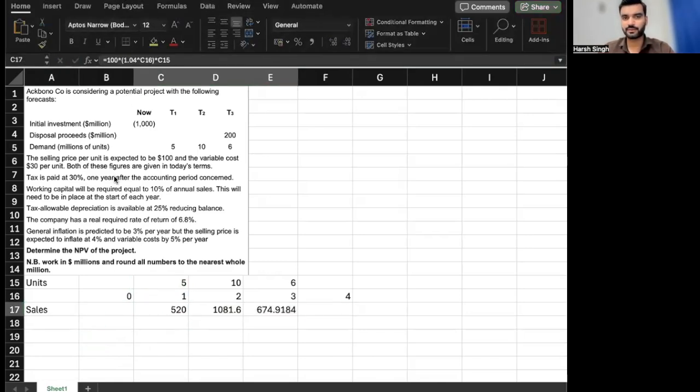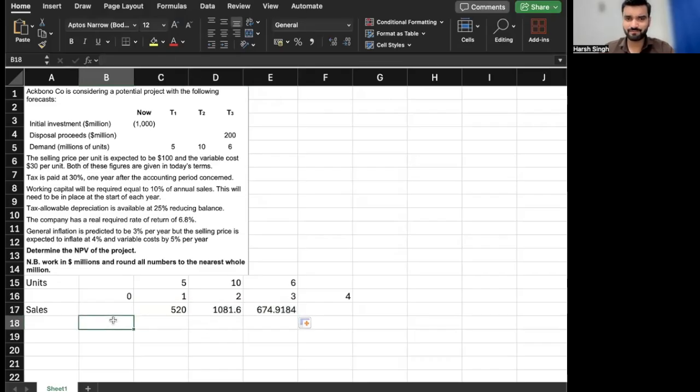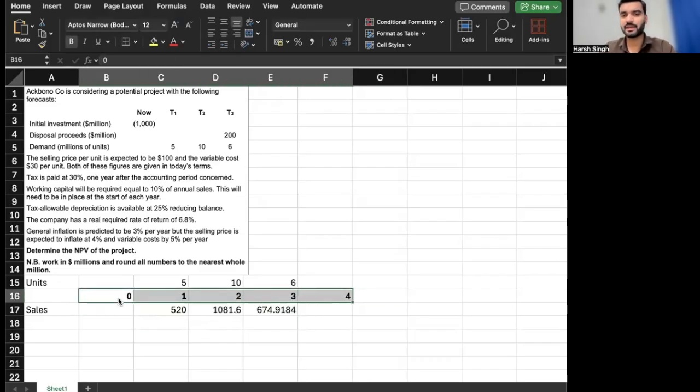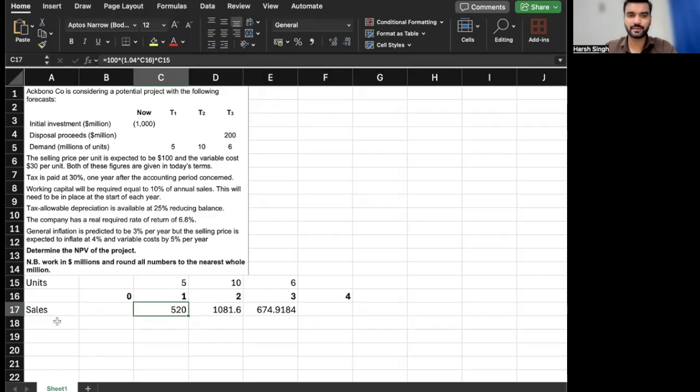Command R. You just need to drag it in the ACCA exam. What you can do, you can drag it. For ease, I'm just using Control R for my easiness, everyone. But in the ACCA exam, you have to drag it. So now we have the sales.